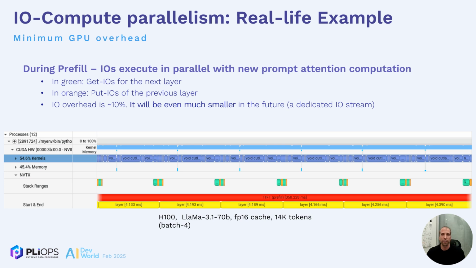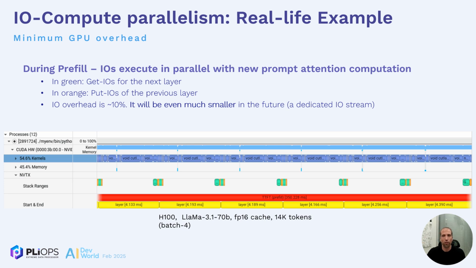Here you can see a real Nsight output from a real run, demonstrating how retrieval, you see it here in green, writes in orange, and compute in blue are all executed in parallel with minimal I/O overhead. This case is for H100. The model that we used is Llama 3 70B.